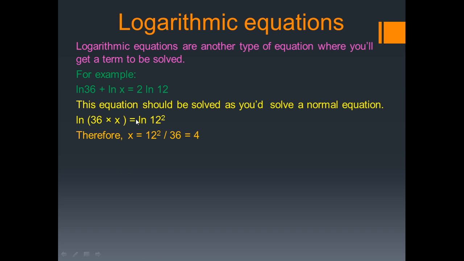Since the bases are equal and the logarithm terms are equal, we can equate the values inside. So 36 times x, or 36x, is equal to 12 squared, or 144. So x is equal to 144 over 36, which is 4. So that's it about logarithms.